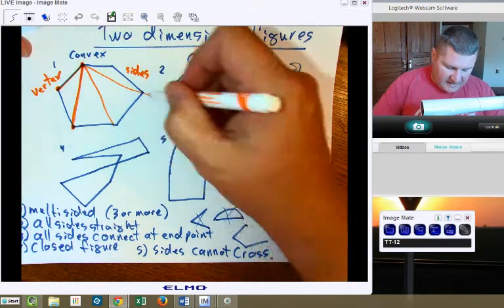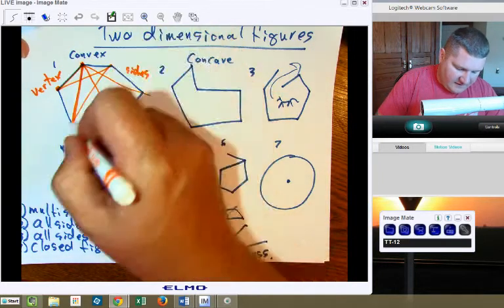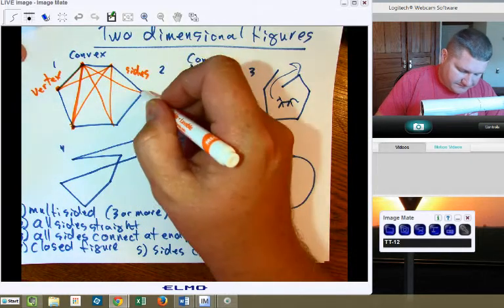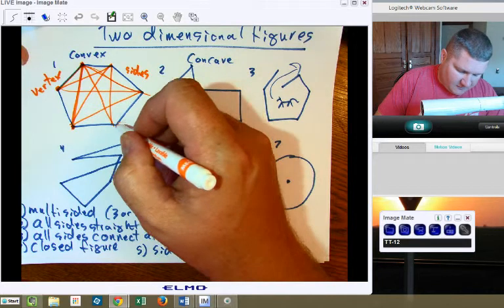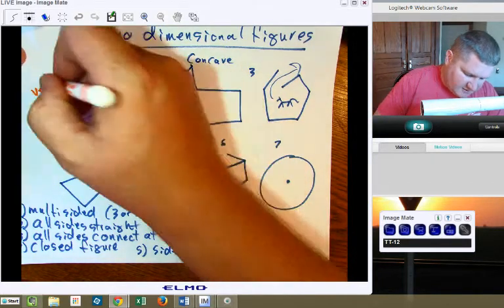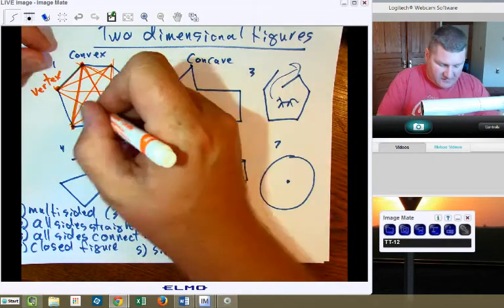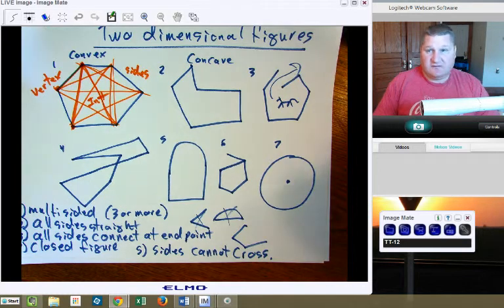I can draw diagonals from any point in this figure, and it will never leave the figure. It will always stay interior to the figure, because interior, of course, is inside.